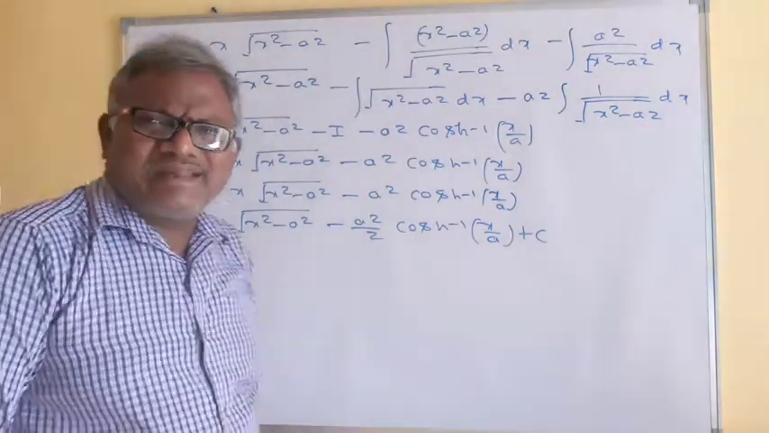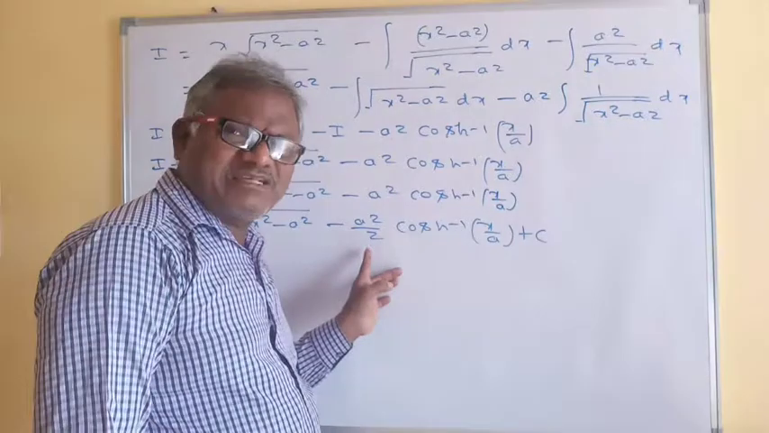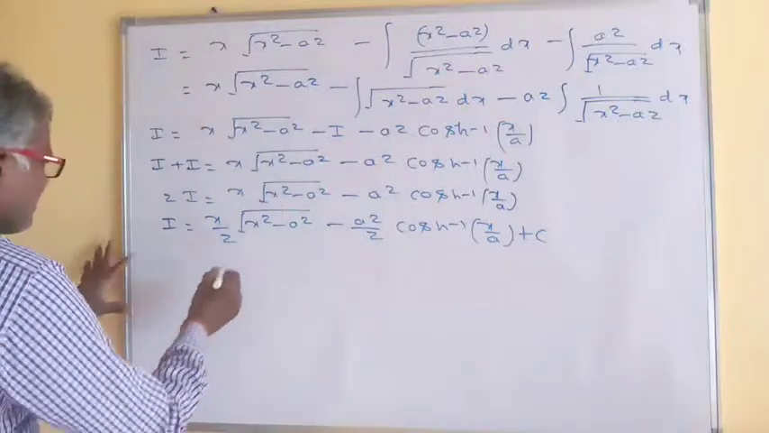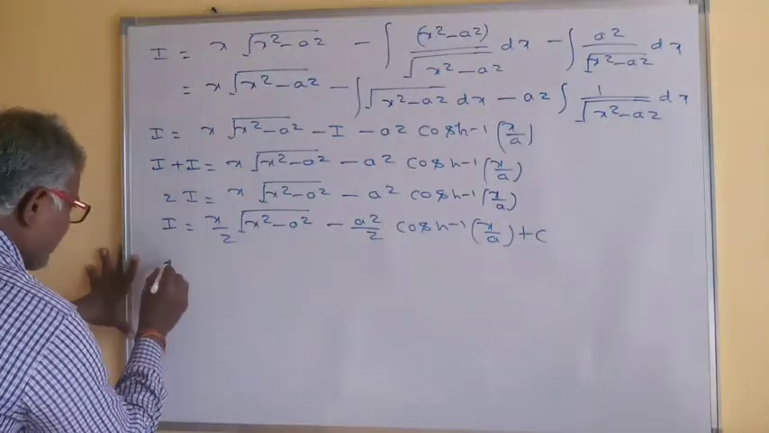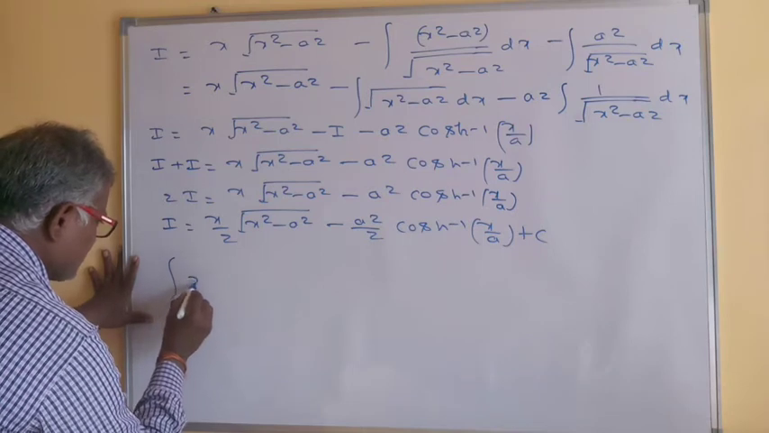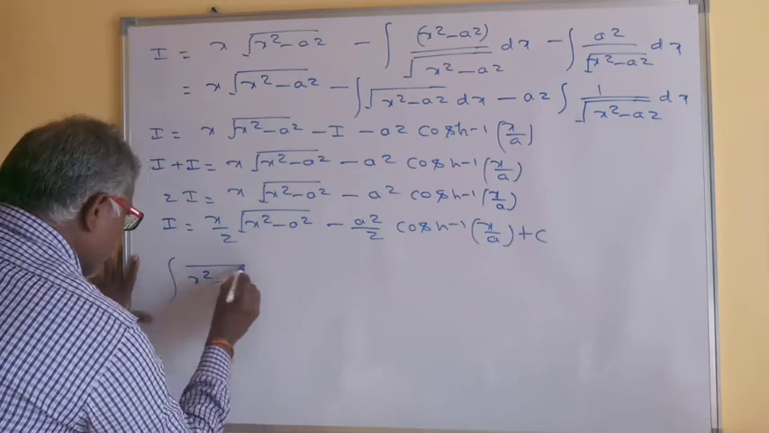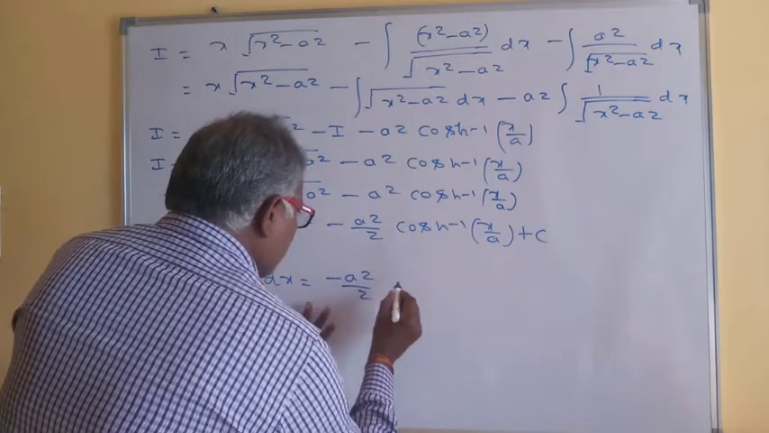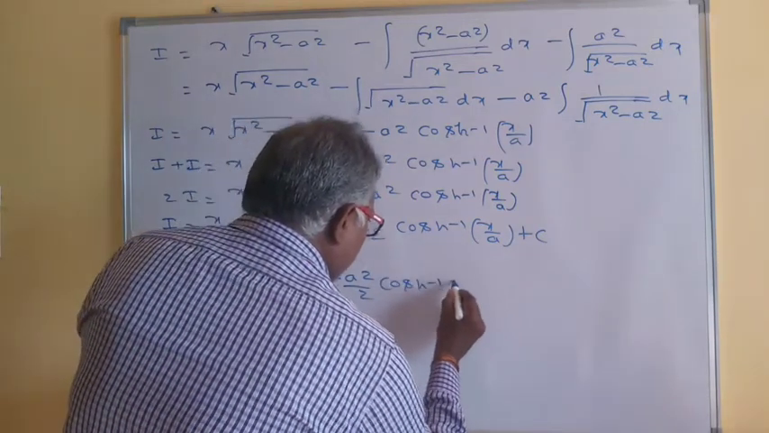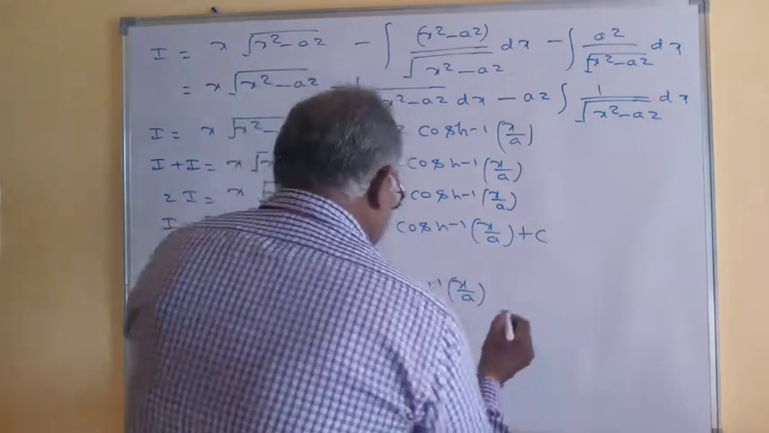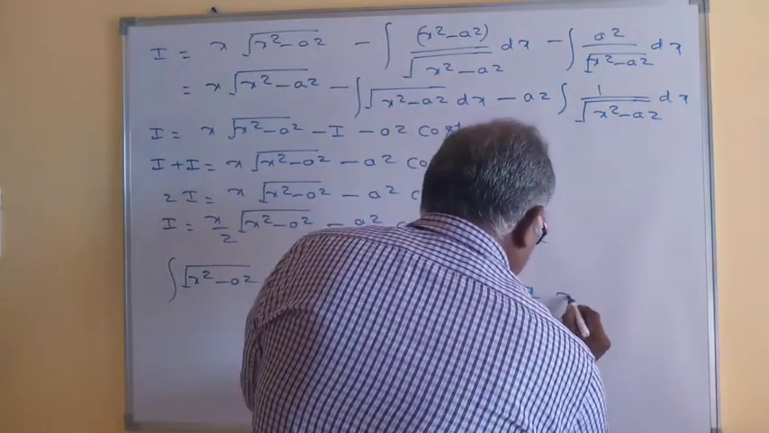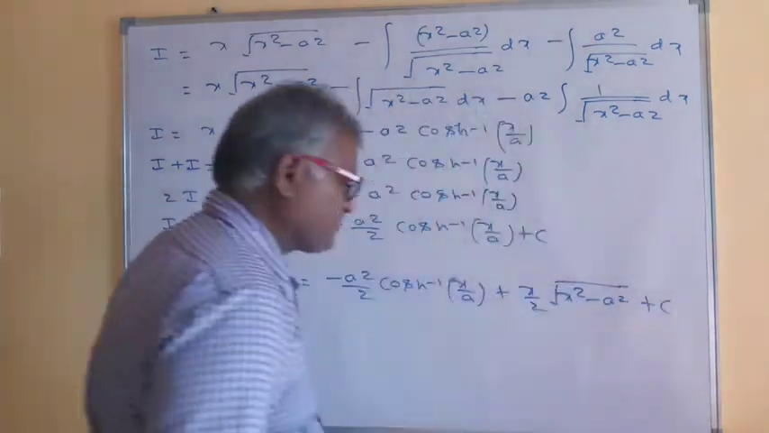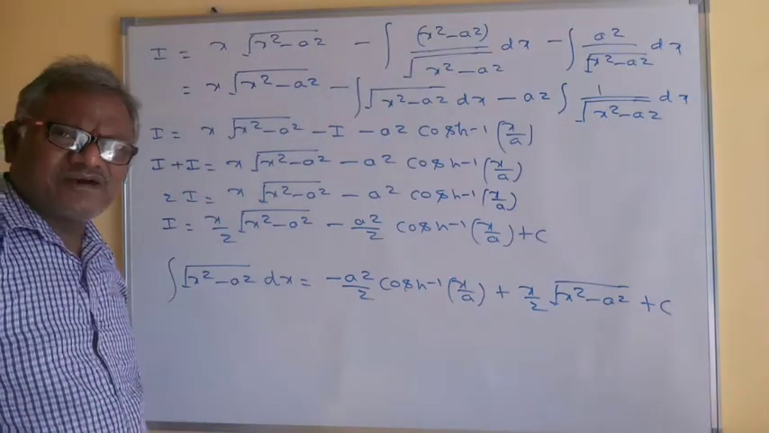So to remember easily, you have to write this term as the first one, so without any confusion about when it takes a negative sign or a positive sign. That's why I write the formula for this one: integral of root of x square minus a square dx is equal to minus a square by 2 cos h inverse x by a plus x by 2 under root x square minus a square plus c. Okay, so this is the third formula.